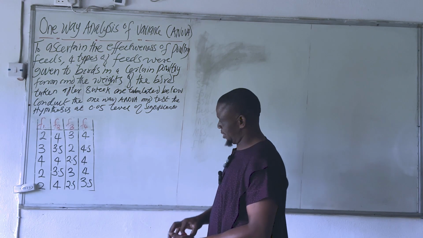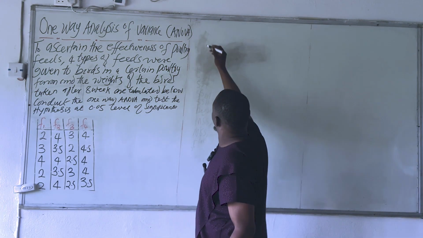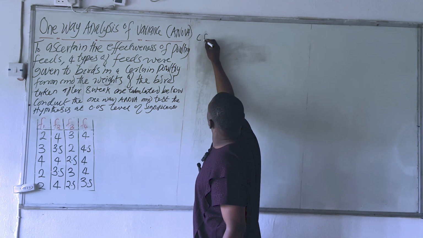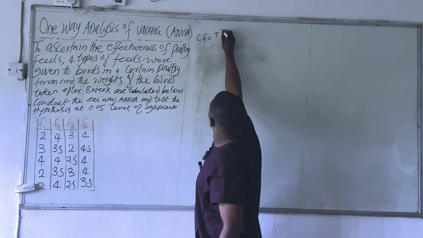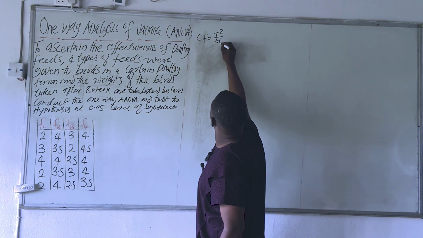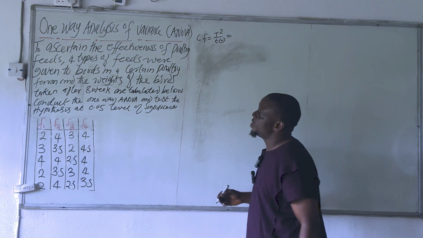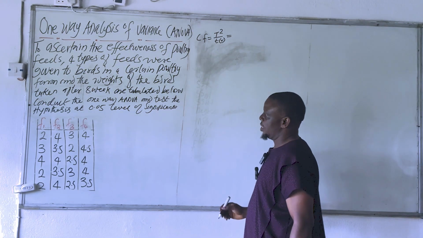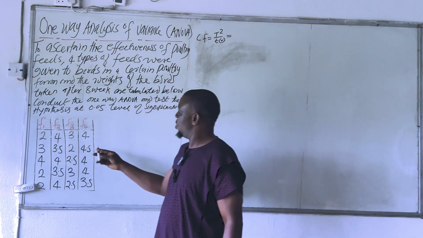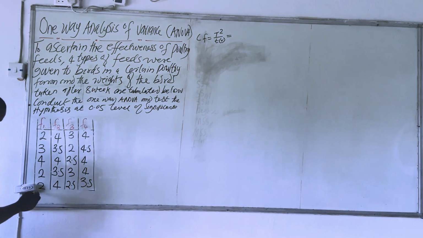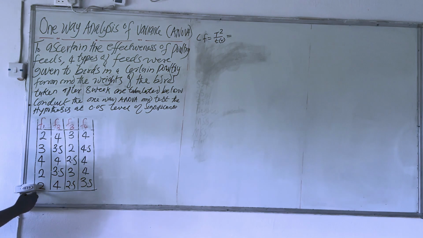Now, to calculate our correction factor, the formula is given as T squared all over tr, which is equal to, now, what is our T? Our T is the summation of all these values. So it will be easier if we just say from here that our summation of f1 is equal to, if we sum these values, what do we have?